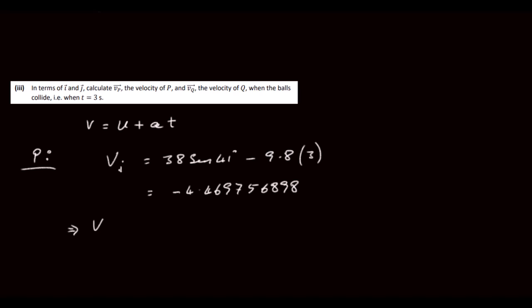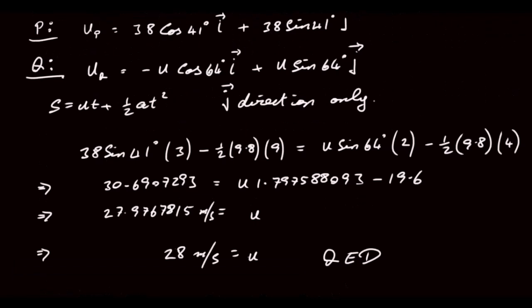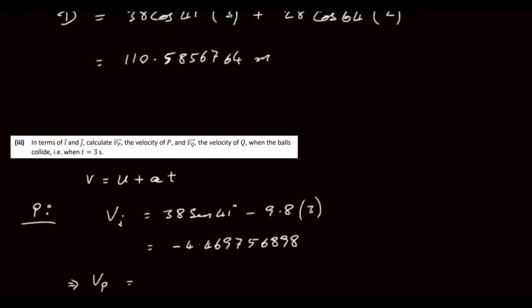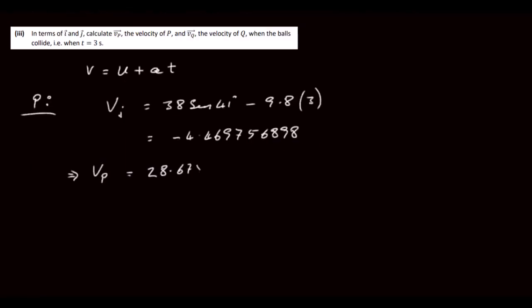the velocity of P at the point of impact is going to be, you can work this part out on your calculators, and that will give you 28.67896405 in the i direction, and then in the j direction we've just worked that out, it's going to be minus 4.4697566898 in the j direction. Again, I don't think they're going to require that many decimal places, but let's move on to Q.